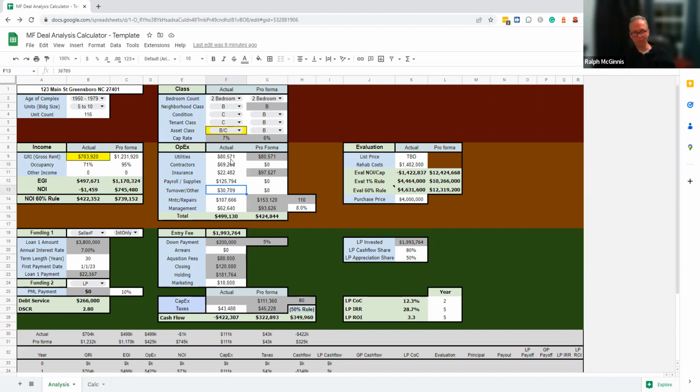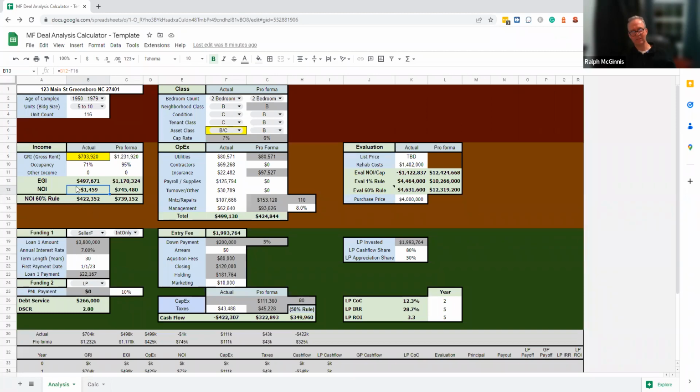So if you get paperwork from them, you definitely want to include all the expenses from their paperwork in this actual column. Maintenance and repairs and management. All that adds up to the total OpEx right here. So the NOI is basically equal to your EGI minus your OpEx. So effective gross income minus operating expenses equals your NOI.